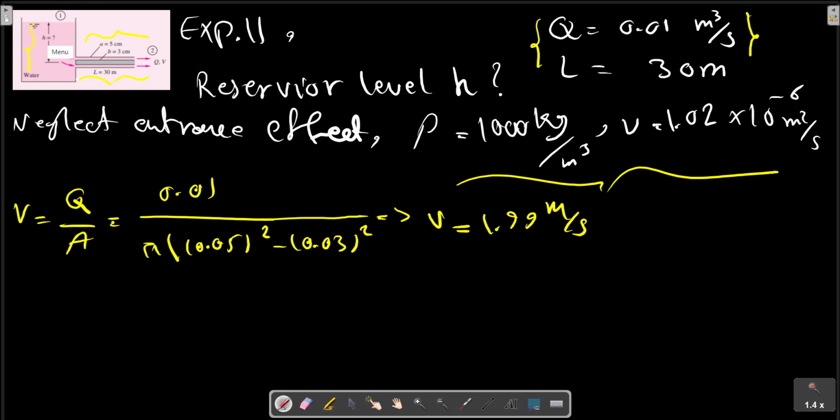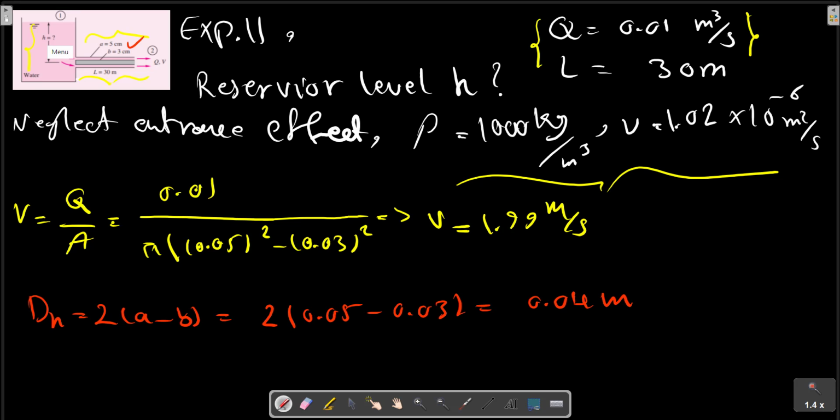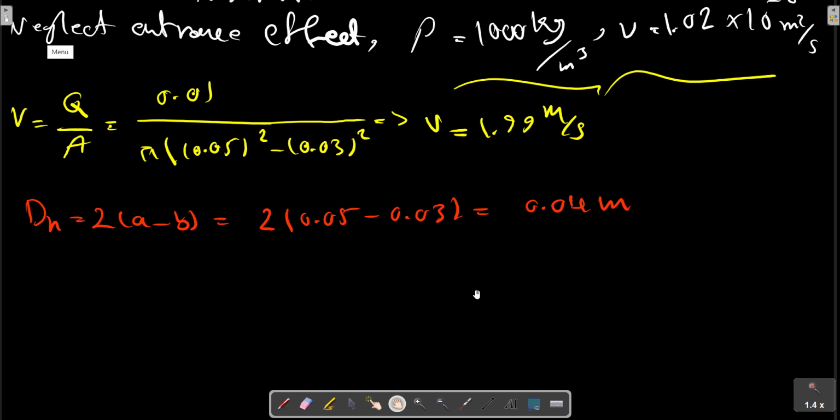with calculating V, we can calculate DH. DH in the annulus cross section, which was A minus B. In this case, we have 2 from the picture minus the inner diameter, that equals the hydraulic diameter. With hydraulic diameter, we can calculate Reynolds.